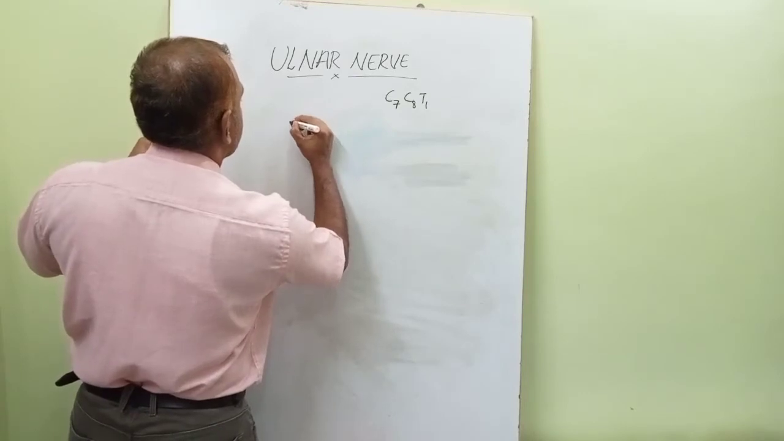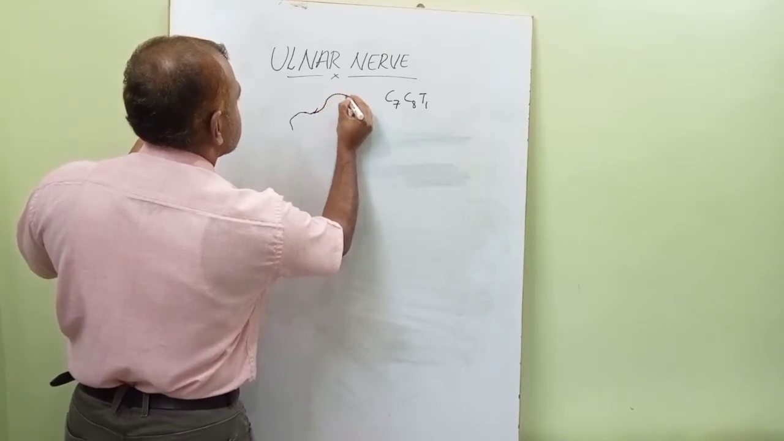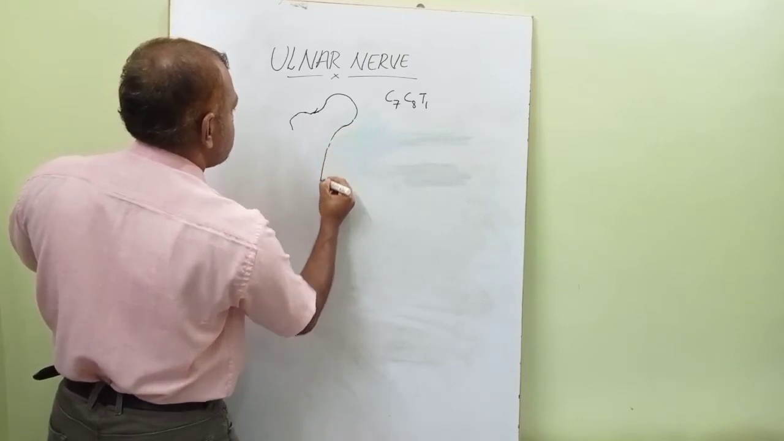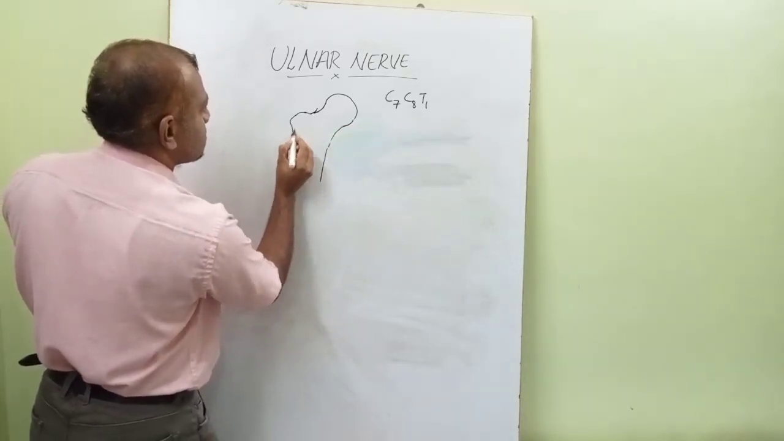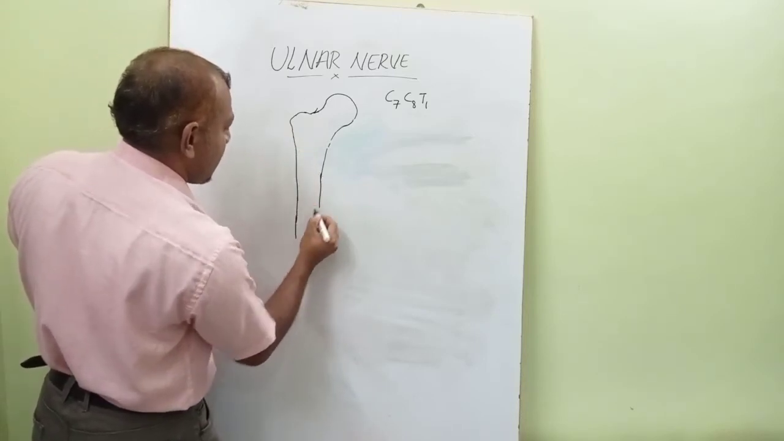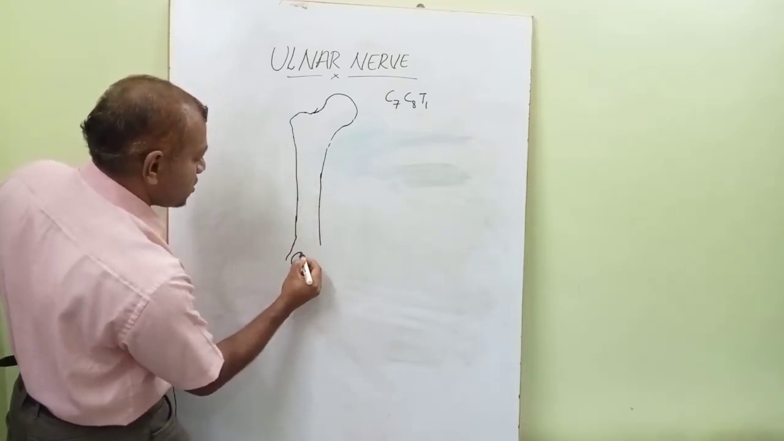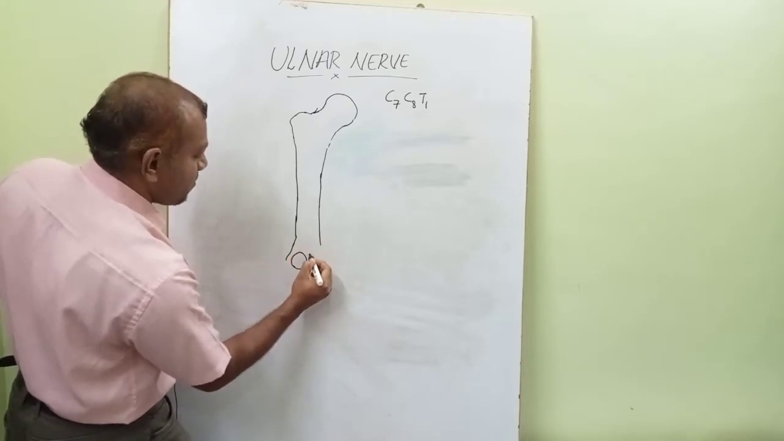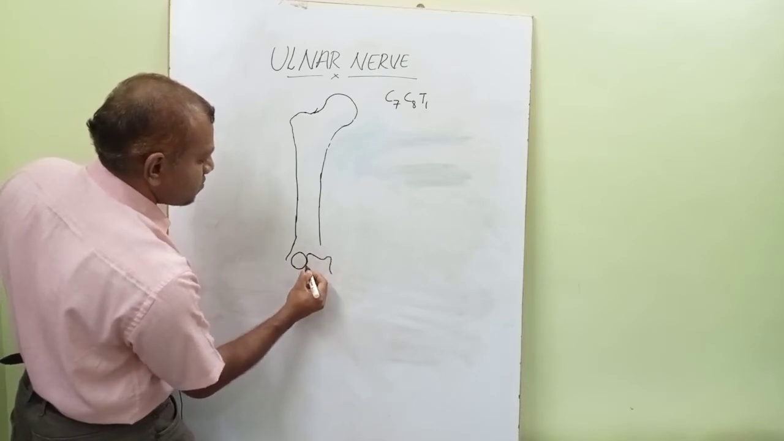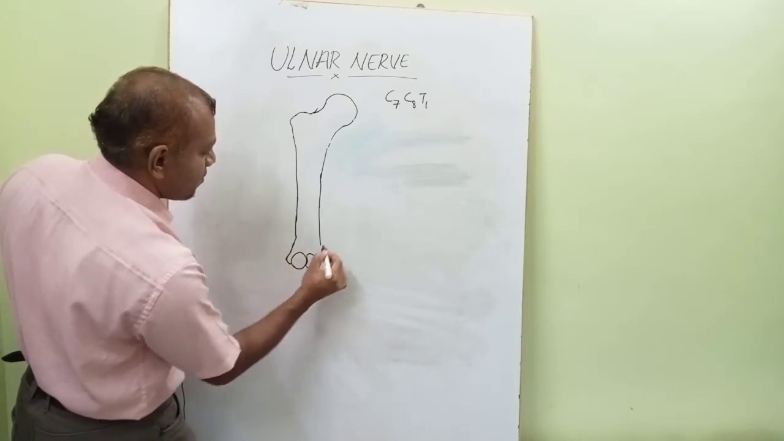So assume this is your humerus, and this is the shaft of the humerus, and we are going to show here the lower end of the humerus where we can identify two projections. So this is your capitulum and this is your trochlea. The medial projection is called the trochlea, the lateral projection is called the capitulum.